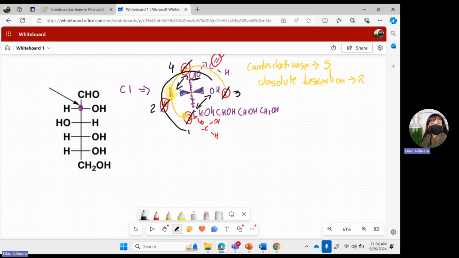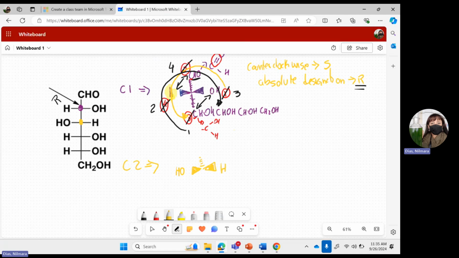So now let's try again. So 1, 2, 3, we always ignore 4, and now it is clockwise. R. This is my designation of this. Good. So let's go to the next one, just one more. So we have here the second carbon, so I call C2 over here, and then we do the same. So I know that towards me, I have hydroxyl on my left side, and I have over here hydrogen.